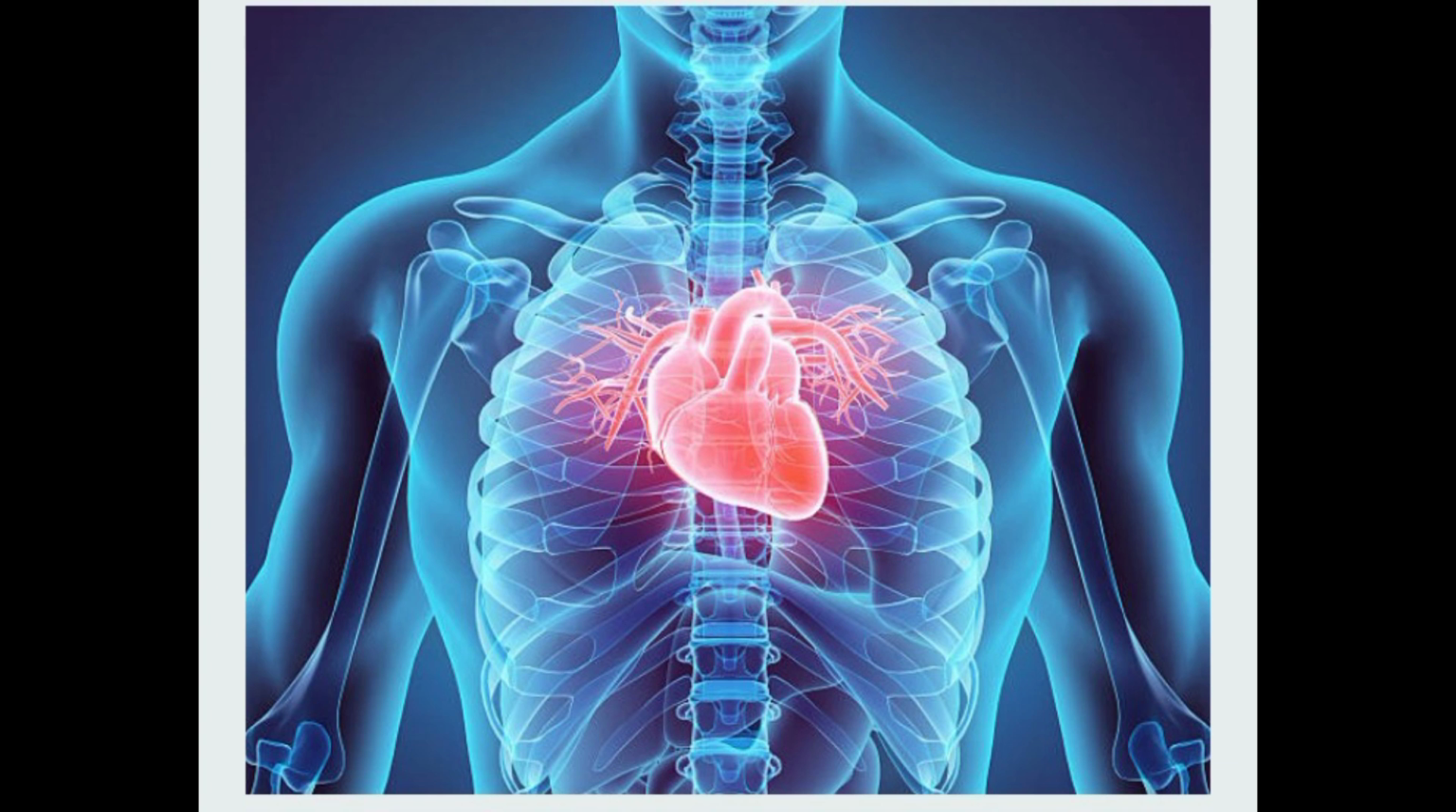Okay, so now let's talk about the location of the human heart. The human heart is present in the center of the chest cavity. It is slightly inclined towards the left. It lies between the lungs and it is enclosed by the rib cage. It is protected by the sternum and the vertebral column from the front and the back, respectively.